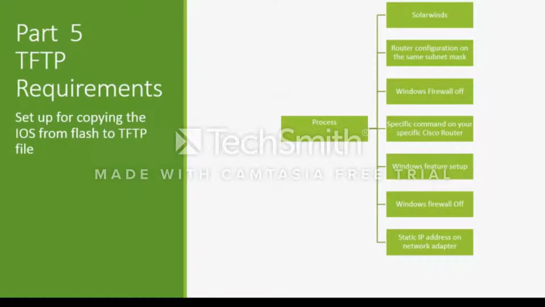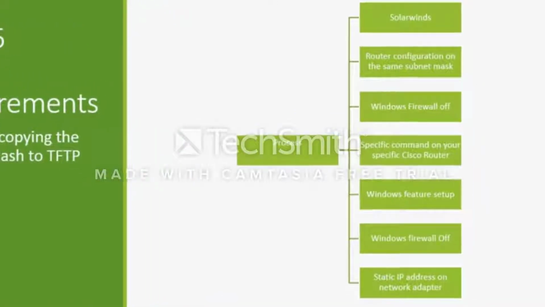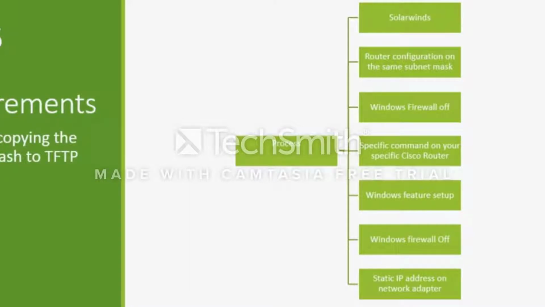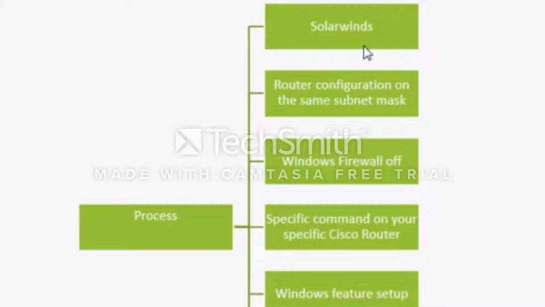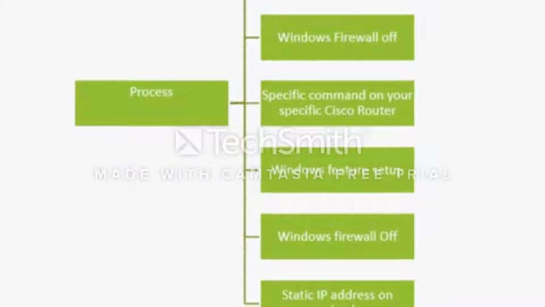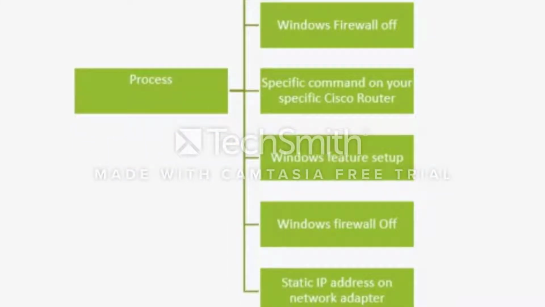TFTP requirements. Guys, when I started doing this process, I found out that TFTP needs a lot of different information on its own because it can crash the whole system that you have. You need to be a master of TFTP. So I'm going to be making another video in the future on how to set up the TFTP. And over here, the different components are going to be SolarWinds. Try to download the SolarWinds TFTP, the router configuration on the same network, the Windows firewall off, specify the command of your specific Cisco router. Take notes. Go to YouTube. I'm going to make that in a close future as well.